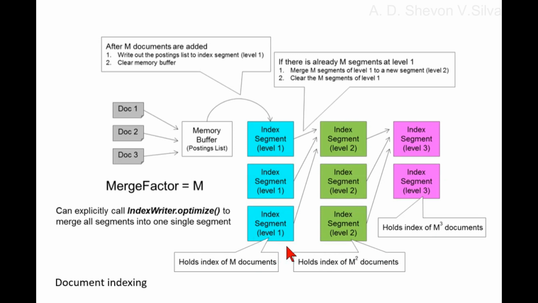Lucene also provides an explicit optimize call that merges all segment files into one. Here let's look at the merging process in a bit more detail. Since the posting list is already vertically ordered by terms, and horizontally ordered by doc ID, merging two segment files S1 and S2 is basically as follows.